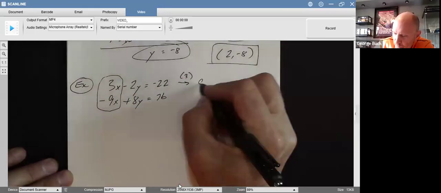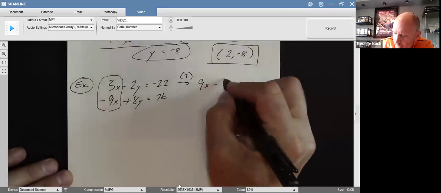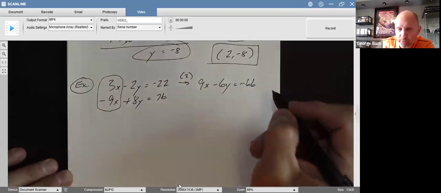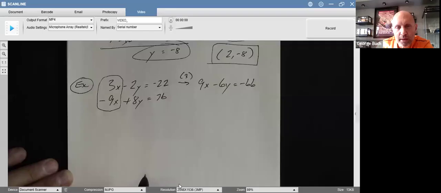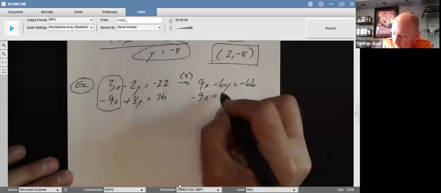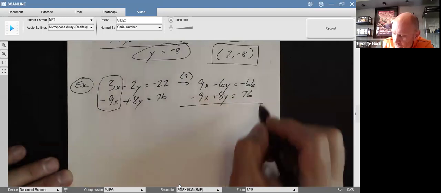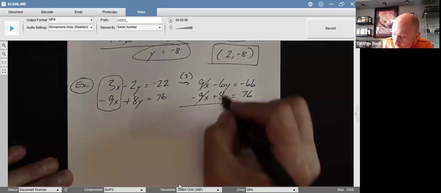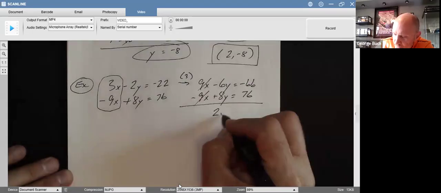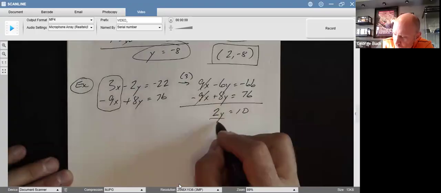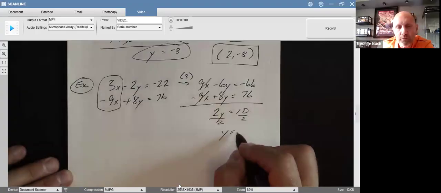So I get 9x minus 6y equals negative 66. Remember, you have to multiply every term and constant by that value 3. And leave the second one alone. So negative 9x plus 8y equals 76. Add down: 9x minus 9x, gone. 8y minus 6y is 2y. 76 minus 66 is 10. Let's divide everything by 2, says y is equal to 5.